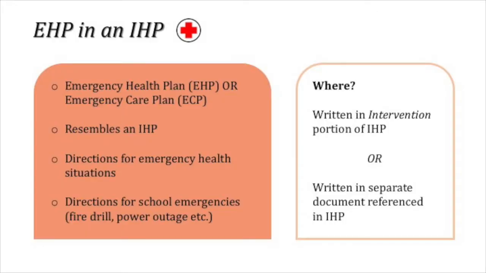Within an IHP can be a document called an EHP, or the Emergency Health Plan. It's also known as an ECP, or an Emergency Care Plan. This is important for your child during school emergencies like fire drills or tornadoes, and health emergencies. This form can be included within the intervention portion of the IHP, or it can be a completely separate document but referenced in the IHP.